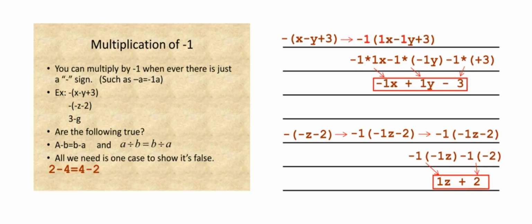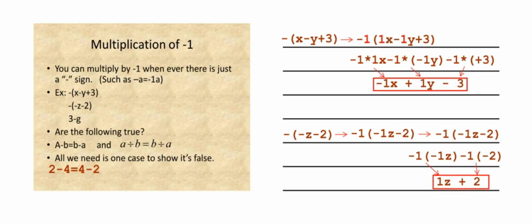Okay, so are the following true? We have a minus b equals b minus a. We can also do a division: a divided by b equals b divided by a. So in reality, all we need is one case to show that it's false. For example, we have 2 minus 4 equals 4 minus 2. Is this a true statement?